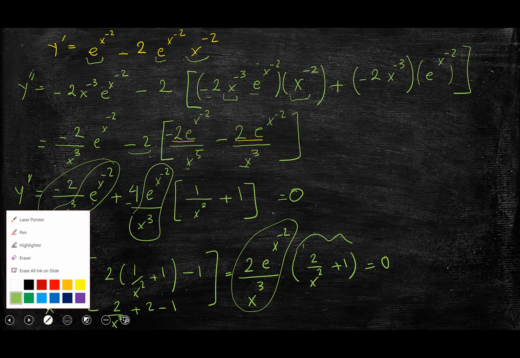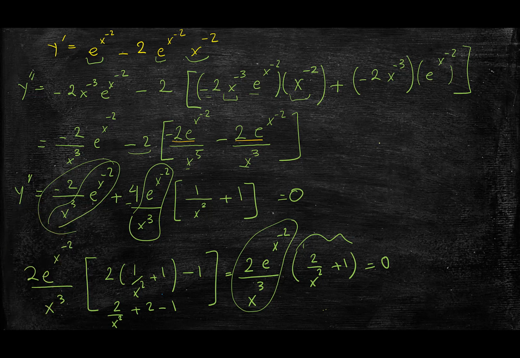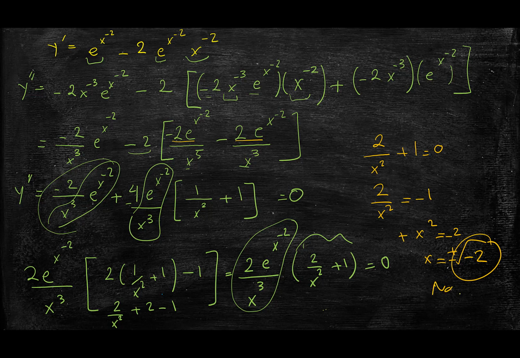Therefore, I'm just going to write it in a different color. I will have 2 over x squared plus 1 equal to 0. So this is 2 over x squared equal to negative 1. X squared is equal to negative 2, and x is going to be plus or minus the square root of negative 2. So this is not real. This is an imaginary number. Therefore, there are no points of inflection here.